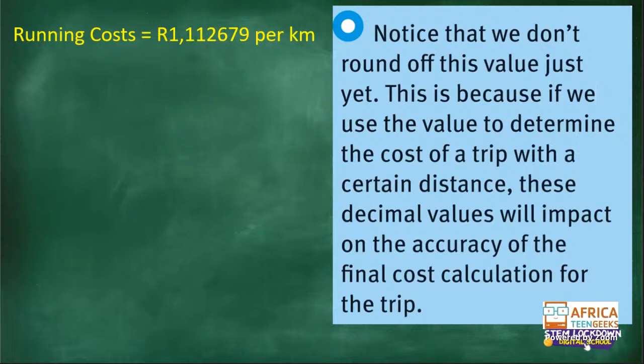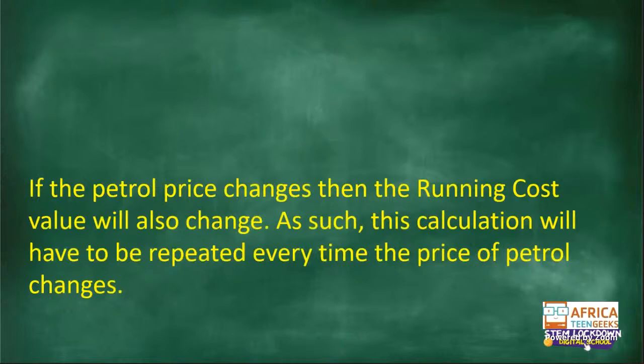Let me remind you as well, whenever you work with figures in mathematical literacy, you must always round off in the final answer. So do not round off before you arrive at the final answer. So we only round off in the final answer. So, for instance, if the petrol price changes, then automatically the running cost will also change. It only makes sense because we're working with a formula.